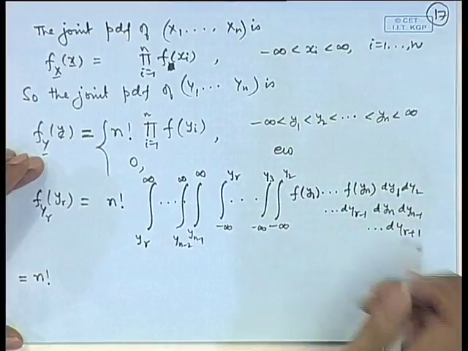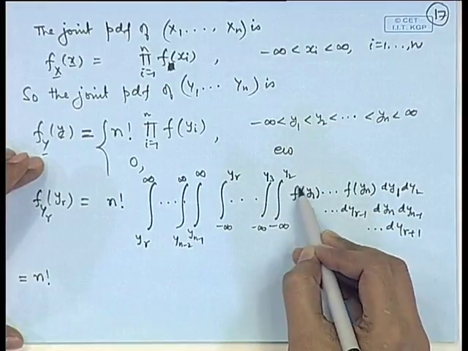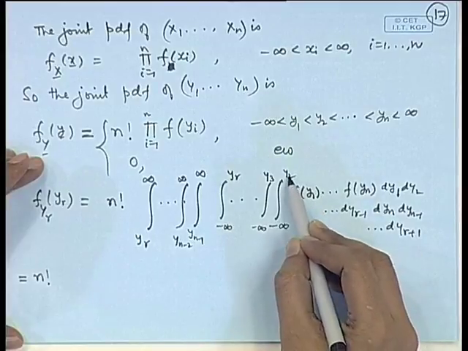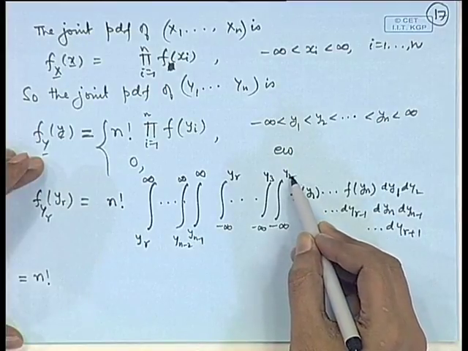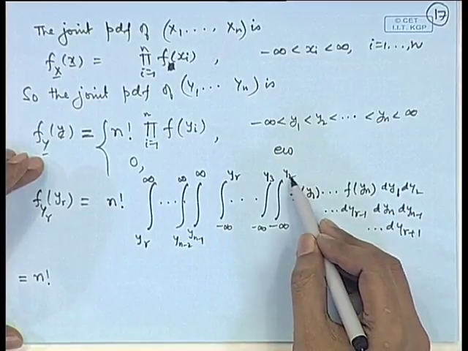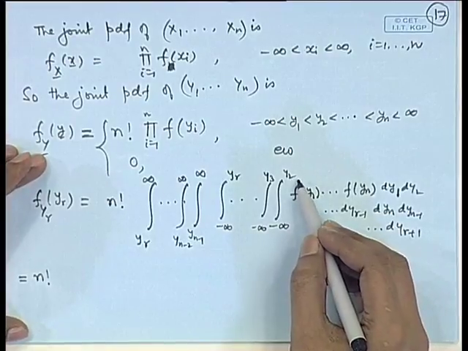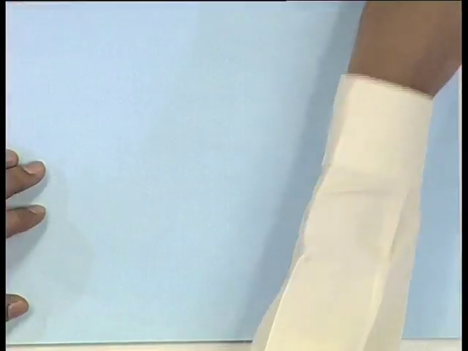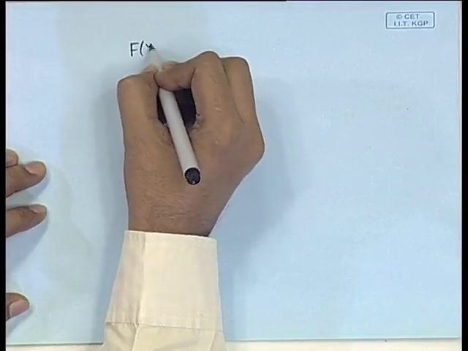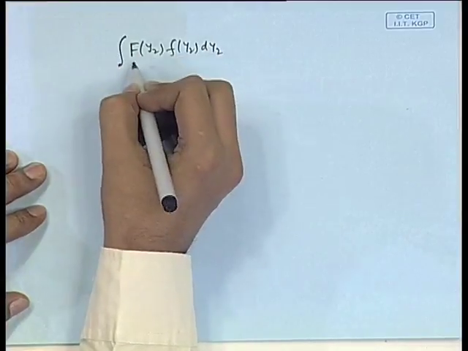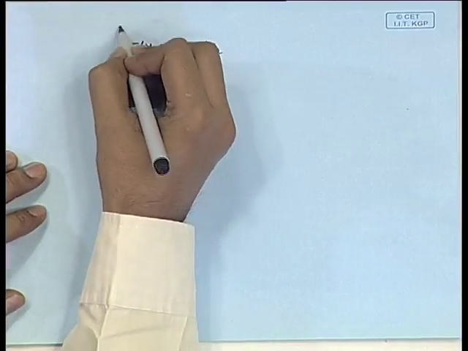If we integrate with respect to y 1, small f of y 1 gives capital F of y 1, and when we substitute the limits here, at minus infinity it is 0 and at y 2 it is capital F of y 2. So, this gives us capital F of y 2 into small f of y 2 in the next step. This will be integrated from minus infinity to y 3.